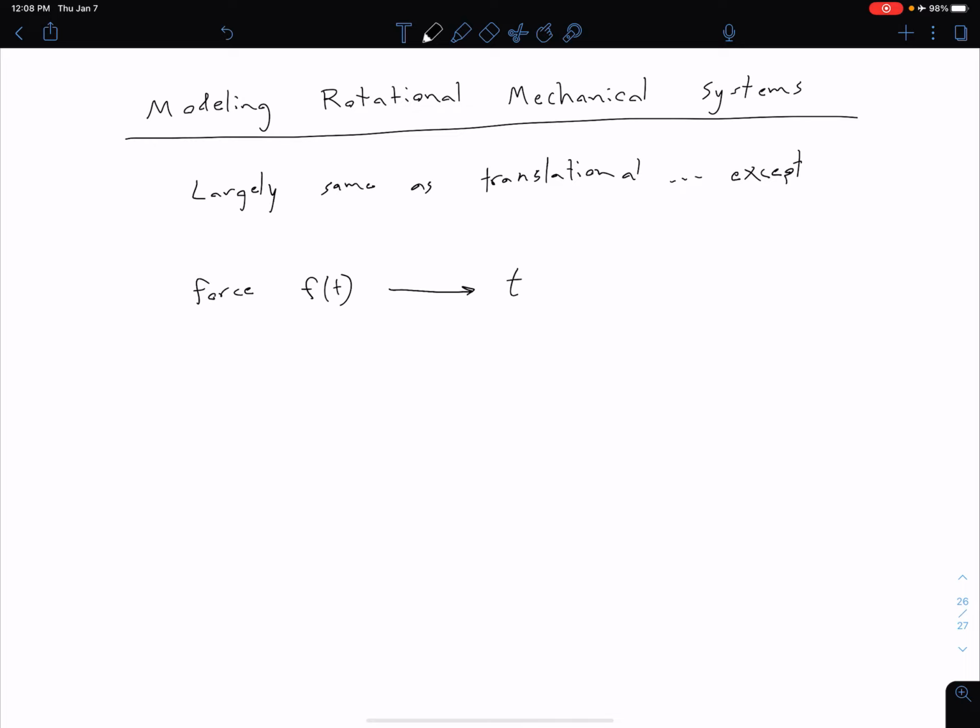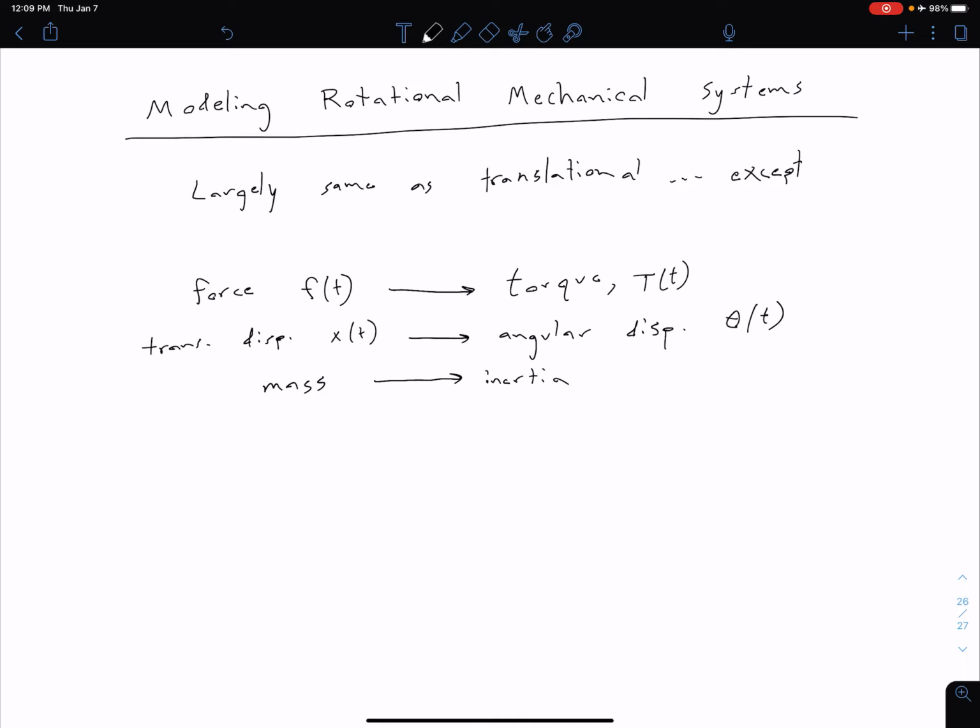going to be talking about a torque. And we're going to call that capital T of t. And instead of having a translational displacement, which we called x of t, we're now going to be talking about, of course, an angular displacement. And we're going to represent our angular displacement with a theta as a function of t if we're in our time domain. And then finally, instead of having a mass, we're going to be talking about inertia.